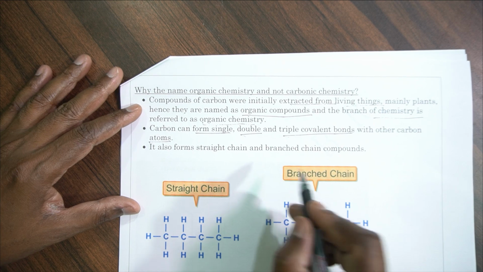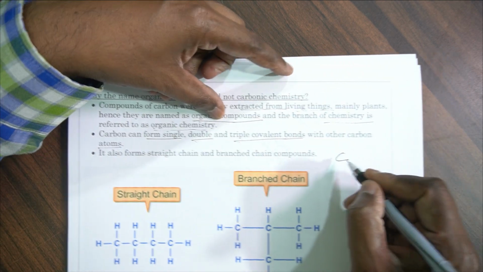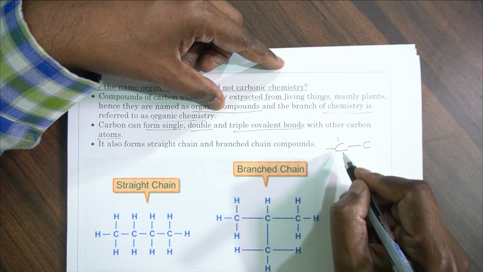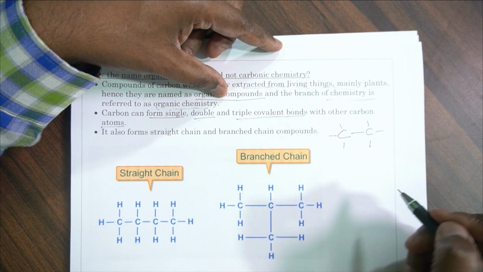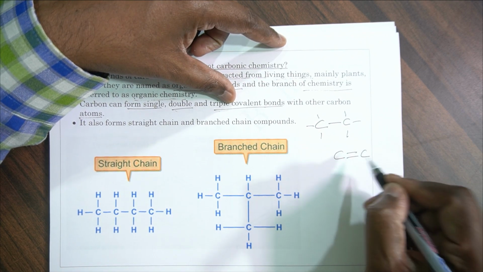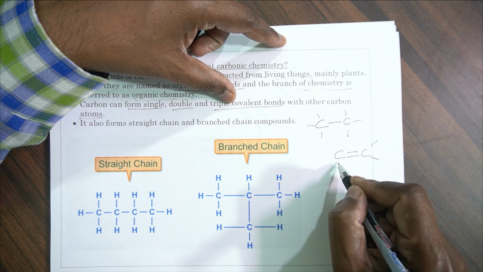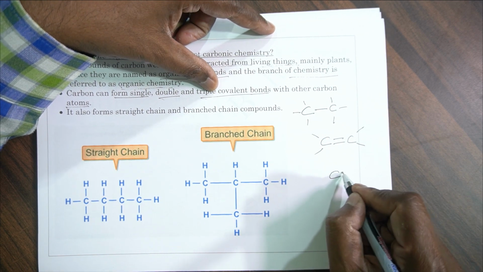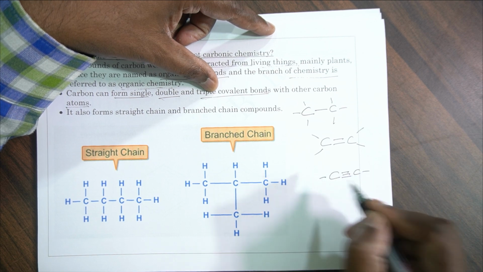In other words, one carbon atom can link with another carbon atom like this. So there is a single covalent bond between two carbon atoms. It can also link like this. Two carbon atoms can have a double bond. Two pairs of electrons can be shared. So this way also it can link. It can also link with a triple covalent bond between two carbon atoms.